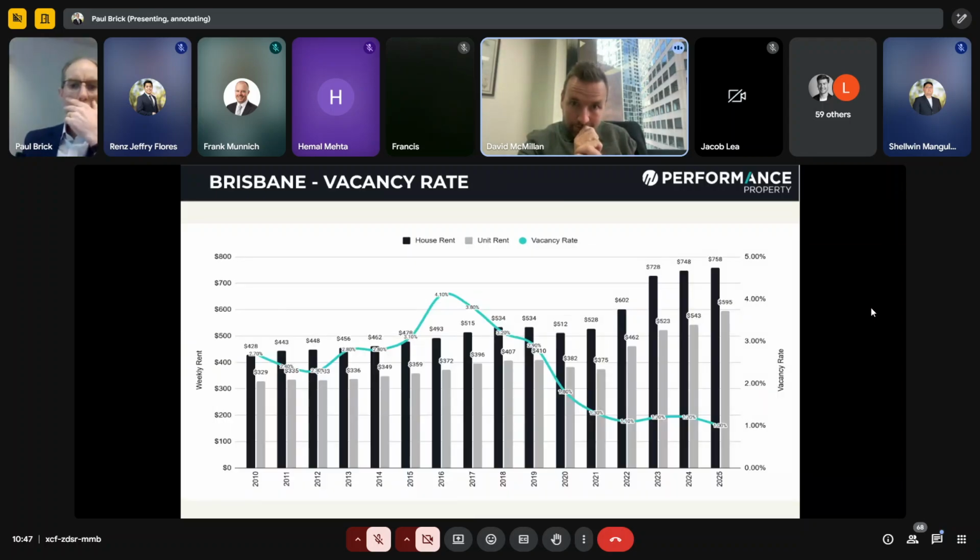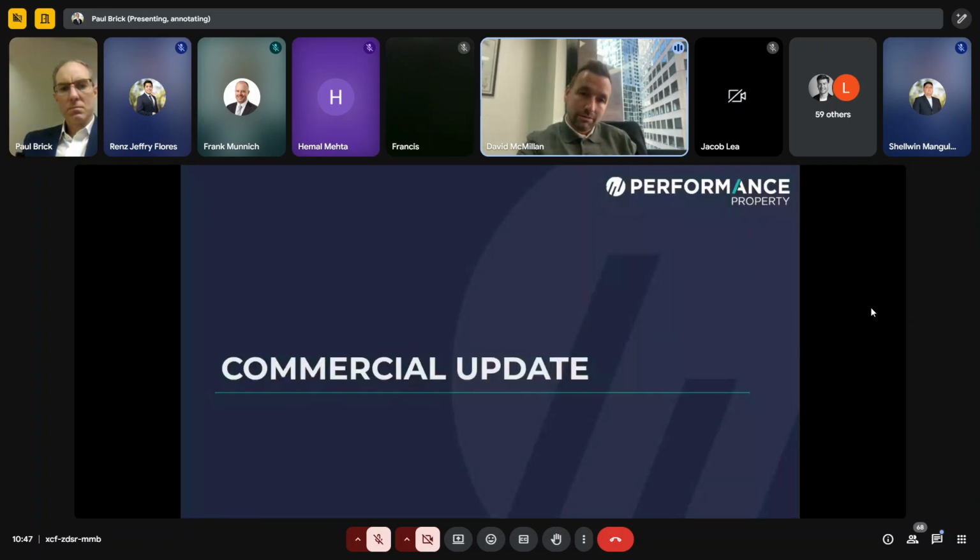Rents are up in Brizzy, but starting to level off. So you look at rents from 2020, 512, now they're 758. So rental growth is slowing. It's showing signs of a market that's kind of running out of steam, but got a little bit left. And we'll update you if you've got property in Brisbane in your annual reviews.